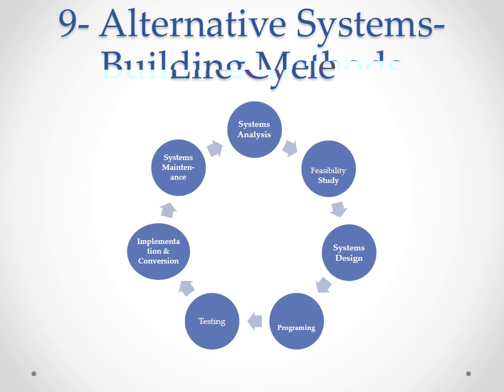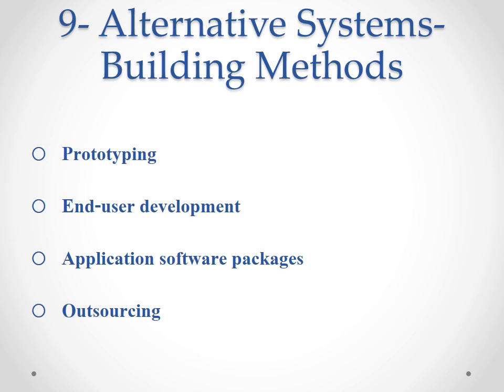Alternative systems building methods. Systems differ in terms of their size and technological complexity, and in terms of the organizational problems they are meant to solve. A number of systems building approaches have been developed to deal with these differences. Let us start with prototyping. Prototyping consists of building an experimental system rapidly and inexpensively for end users to evaluate. Actually, the purpose of prototyping is to help in deciding about user requirements.